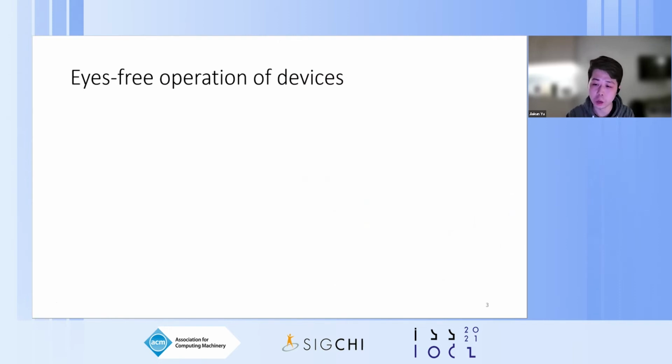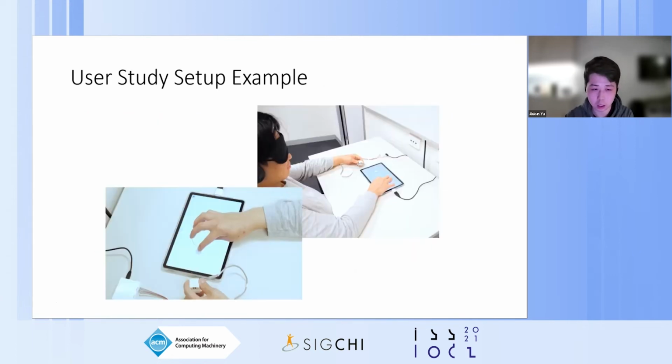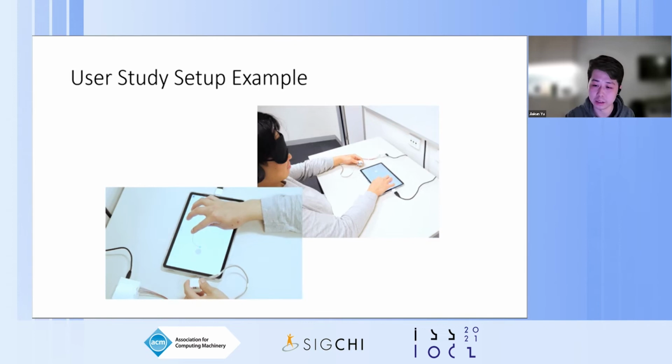There is research about eyes-free operation of devices, including using tactile feedback and auditory feedback, and sometimes a combination. In our study, we proposed a method to evaluate the tactile feedback and different vibration algorithms for tactile line tracing. This is an example of the user study setup.